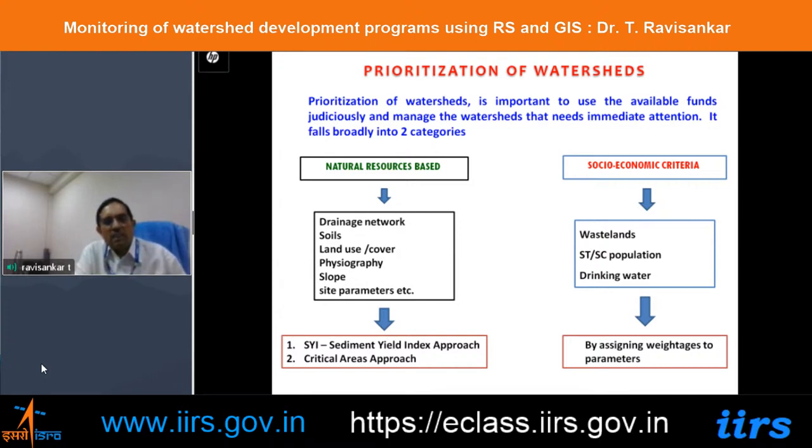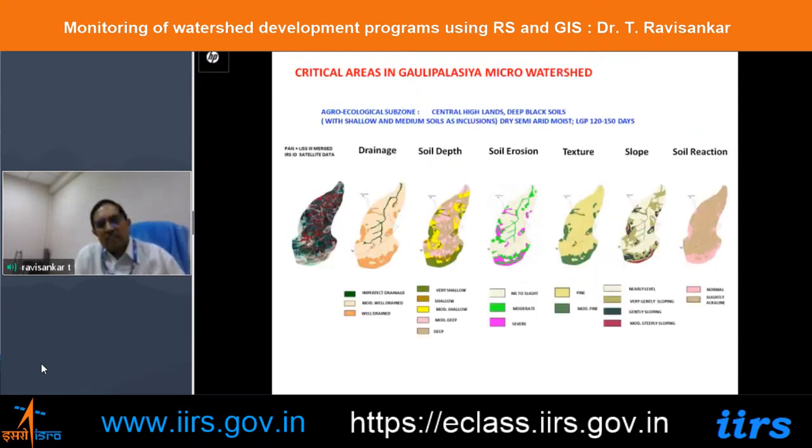So there is a need to prioritize the watershed areas within that, and then the financial resources can be very optimally utilized. This can be done either with socioeconomic factors, natural resource-based factors, or a sediment yield approach, and there are many ways to prioritize watersheds. In the Gauli Palacia watershed, we have identified the critical areas with reference to parameters that don't change over a period of time.